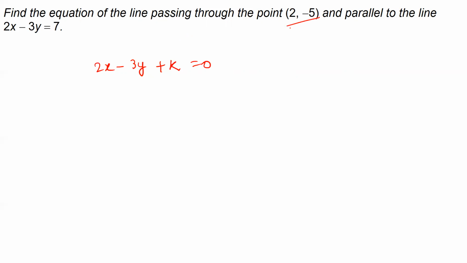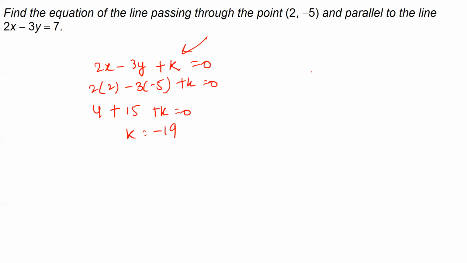In here we are given that the line, required line, passes through the point 2 comma minus 5. So you just put down 2 in place of x and minus 5 in place of y. So what do you get? 2 times 2 minus 3 times minus 5 plus k is equal to 0. So you get 4 plus 15 plus k is equal to 0. So you get k is equal to minus 19. You put down the value of k over here and that will give you the answer. 2x minus 3y minus 19 is equal to 0 is the required equation of the line.